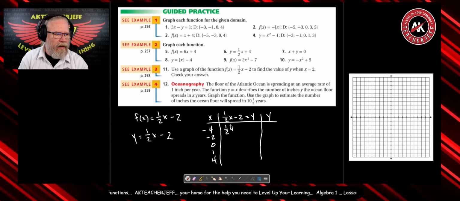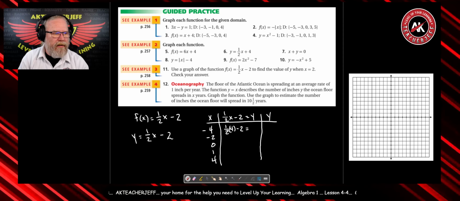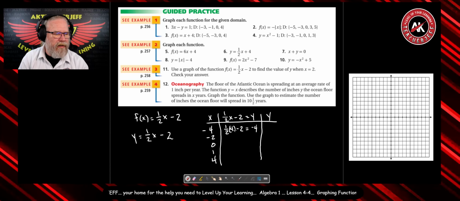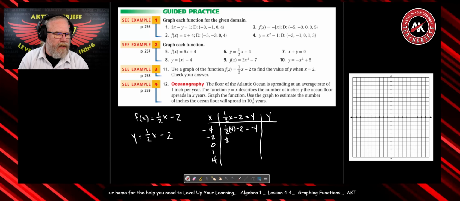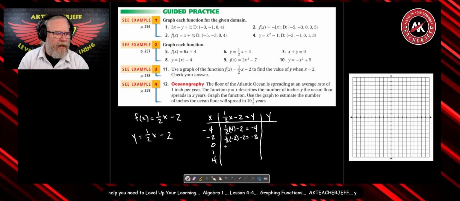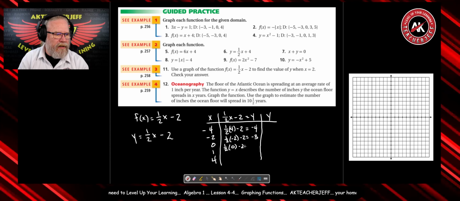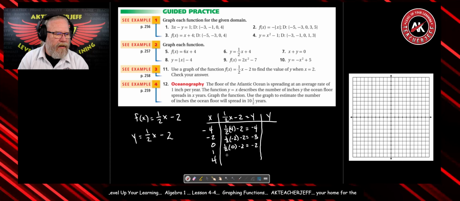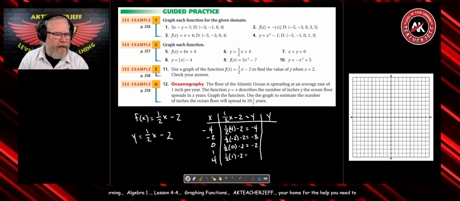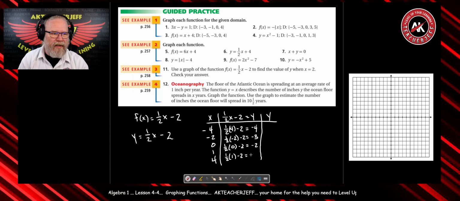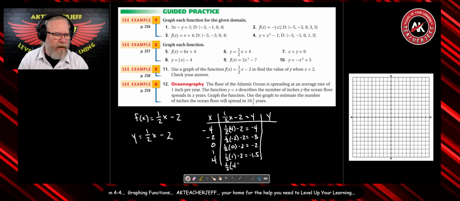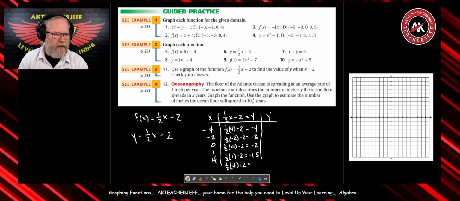1/2 times -4 minus 2 equals, well, 1/2 of -4 is -2. -2 minus 2 is what? -4, right. Then I got 1/2 times -2 minus 2. 1/2 of -2 is -1. -1 minus 2 is going to be -3. 1/2 of 0 minus 2. Well, 1/2 of 0 is 0. Subtract 2, I get -2. I don't want 1. Let's see. Can I try it? 1/2 of 1 minus 2 equals, well, 1/2 of 1 is 1/2, right? Minus 2 would be -1.5. Okay, and then I have 1/2 of 4 minus 2. 1/2 of 4 is 2. 2 minus 2 is 0.